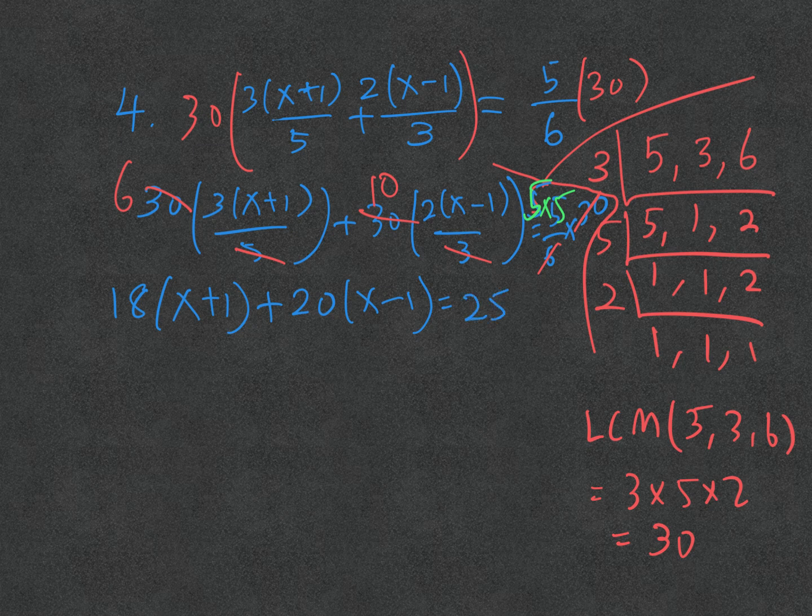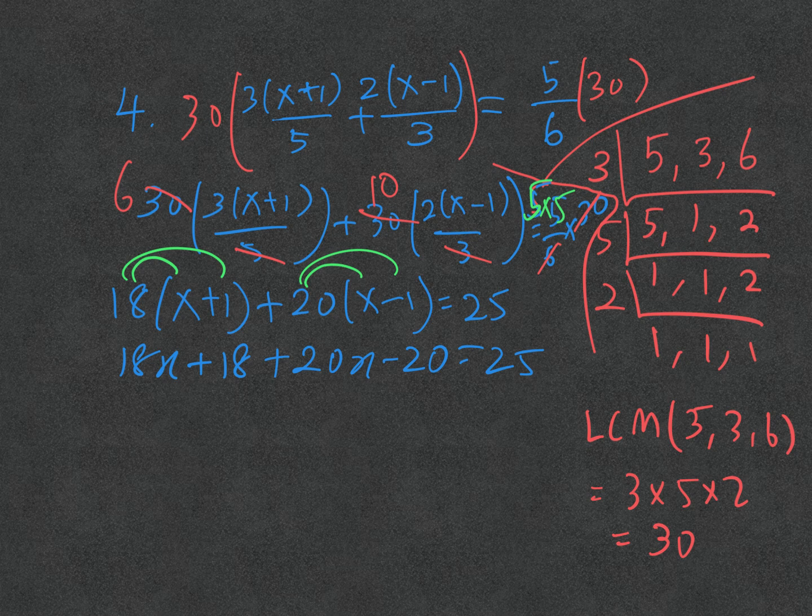And now I need to apply the distributive property. So 18 times x is 18x plus 18, and 20 times x is 20x minus 20 equals 25. And now I have to combine like terms. So 18x plus 20x will give me 38x. And I have to combine the two constants here, 18 and minus 20, I get negative 2.